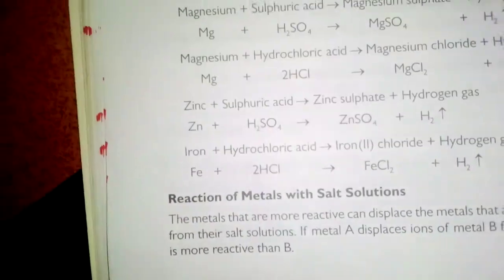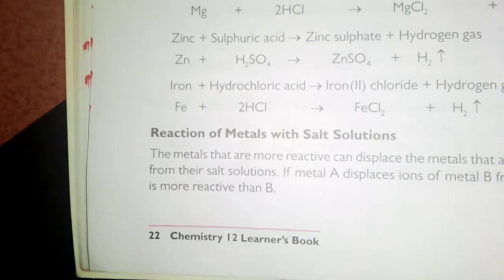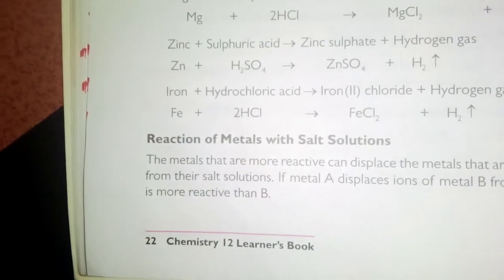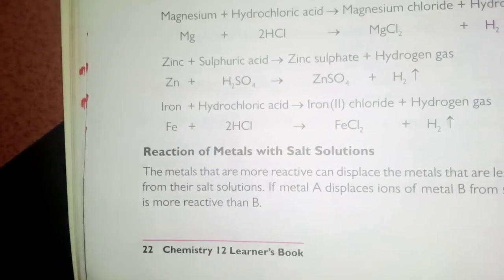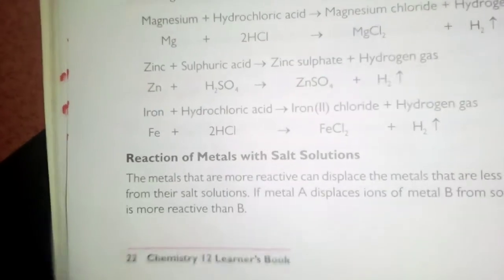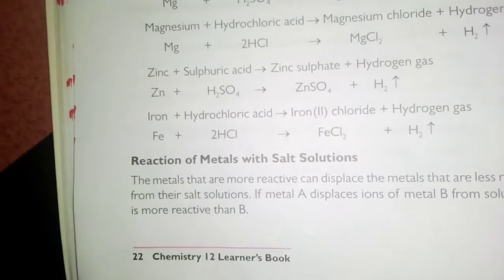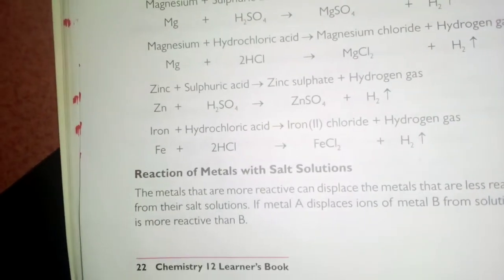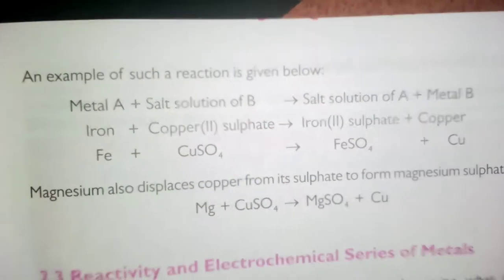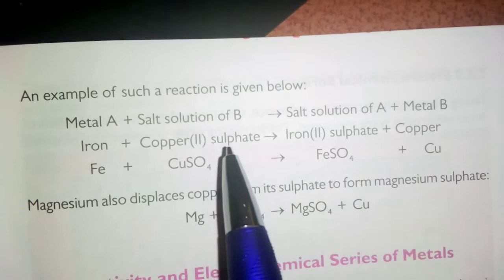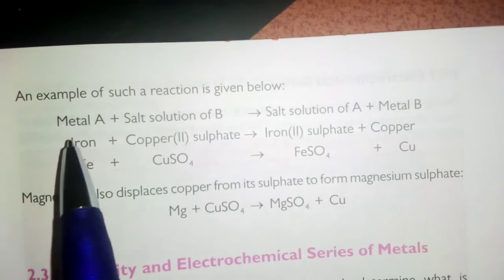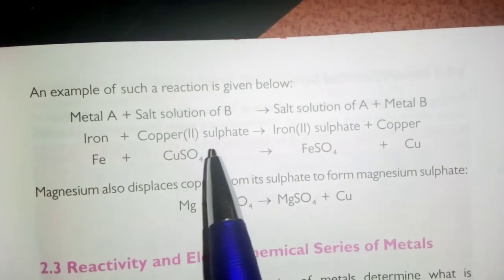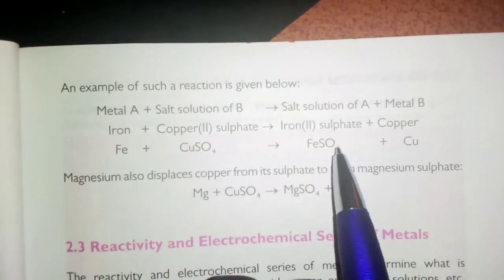Metals also react with salt solution. Now, what happens when a metal reacts with a salt solution? It undergoes what is called single displacement, meaning that the most reactive metal displaces the less reactive metal. Let's look at this example that we have here. Iron plus copper sulfate gives us, meaning that where there's copper there, iron will sit there. And then you have the product iron sulfate and copper.